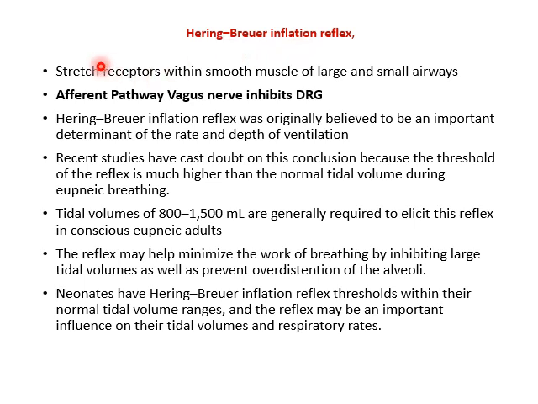When there is an increase in the tidal volume, you stretch the receptors within the smooth muscles of the large and the small airways, and the afferent pathway is carried through the vagus nerve and inhibits the activity of the dorsal respiratory group to turn off the inspiration so that we go to expiration.